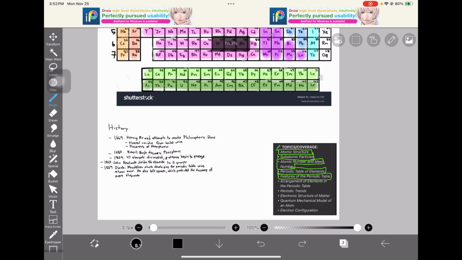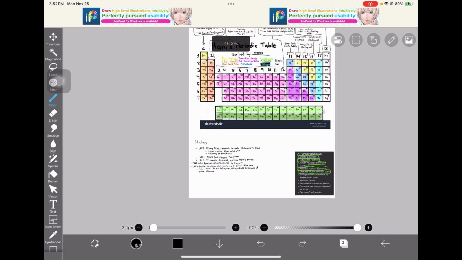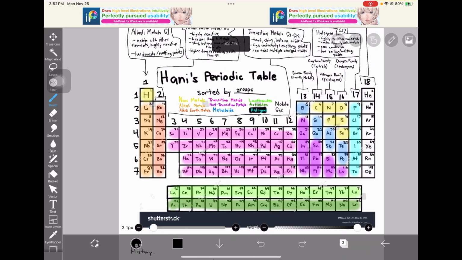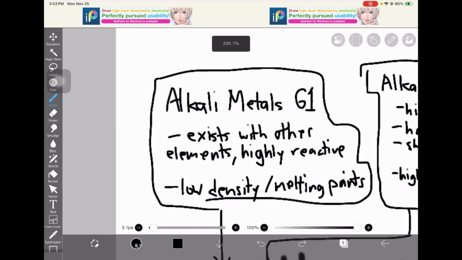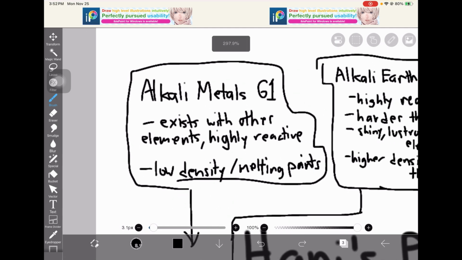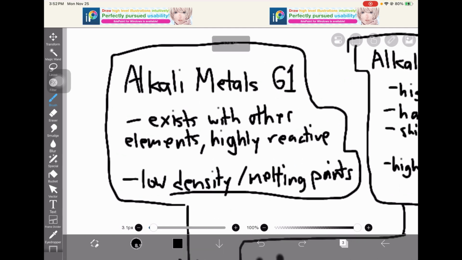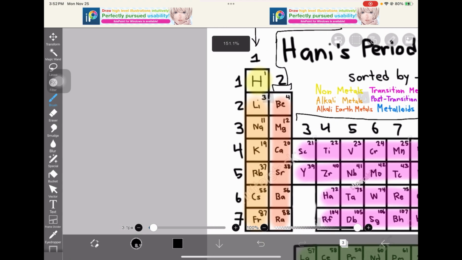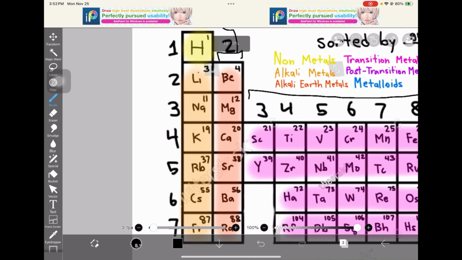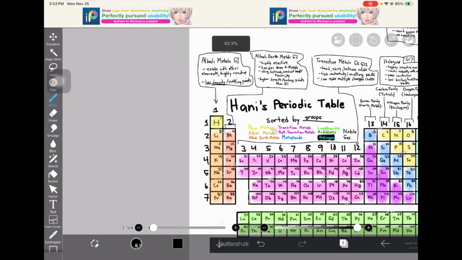So, how is it arranged then? We can take a look by using the group numbers. Let's start with alkali metals, which is group 1. They exist in other elements, but they are highly reactive, as well as having low density and melting points. These are the alkali metals: lithium, sodium, potassium, rubidium, cesium, and francium.